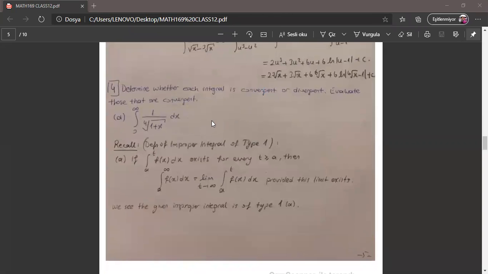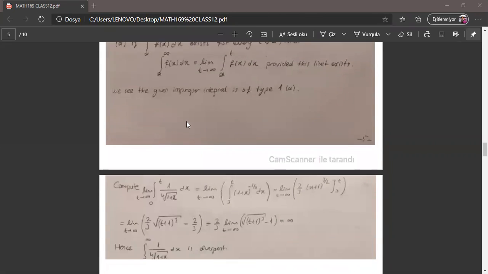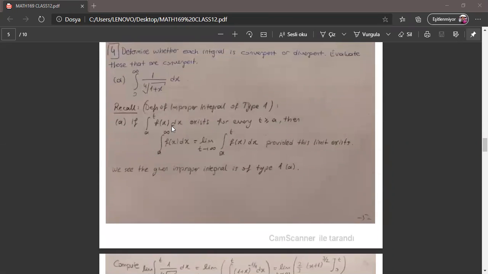Okay, we will determine if the given integral is convergent or divergent. If there exists a limit in real numbers, we say it's convergent. If the limit is plus or minus infinity, we say it's divergent. So you need to know these recalls, okay? I will make them in a few seconds. So the first one is this. This is a definition of an improper integral. We say it's type 1, okay?